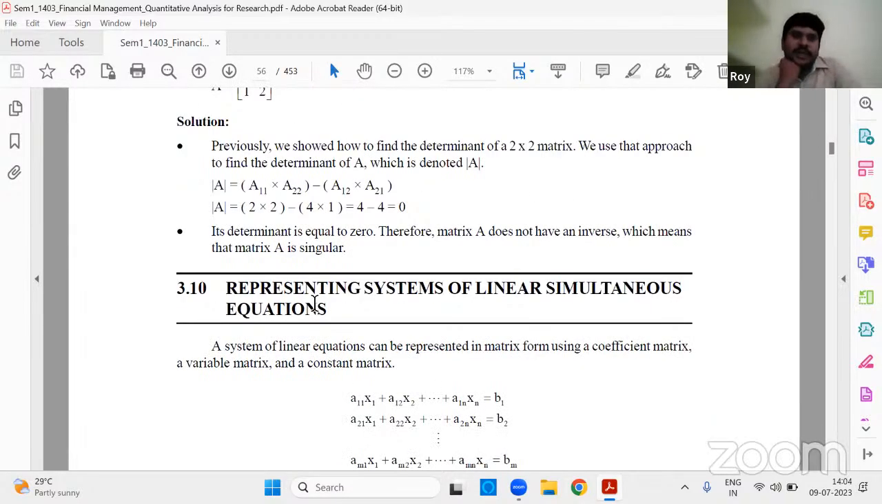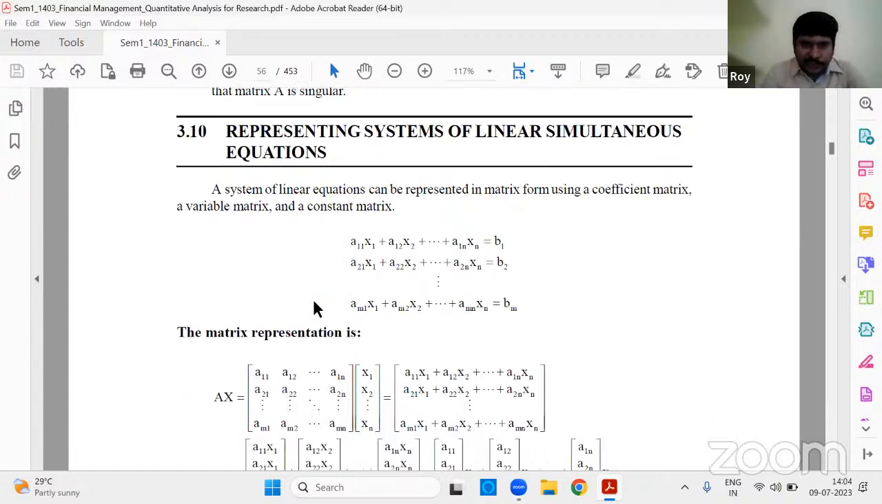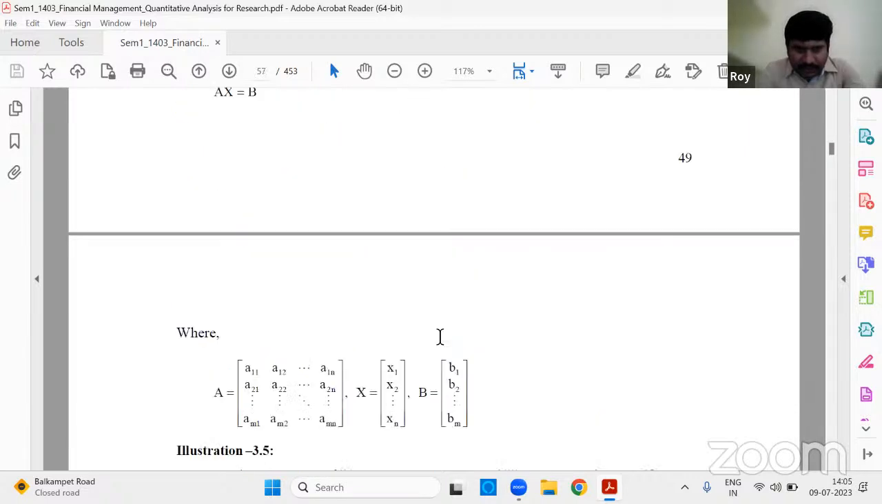Now, representation of systems of linear simultaneous equations. How will we do that? Generally, when any equation is there, we can easily represent those equations as matrices. For example, this is an equation. Leave these A11, A12, just leave it. But just look at the screen. Let's directly go to the example.